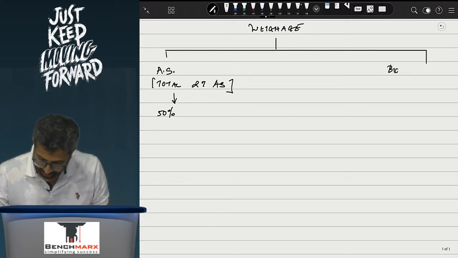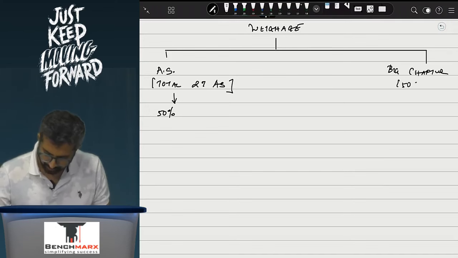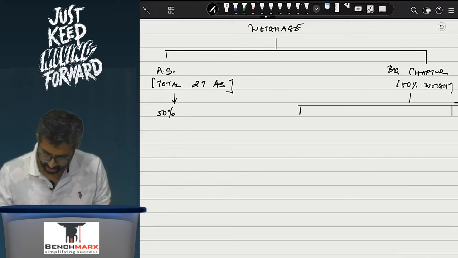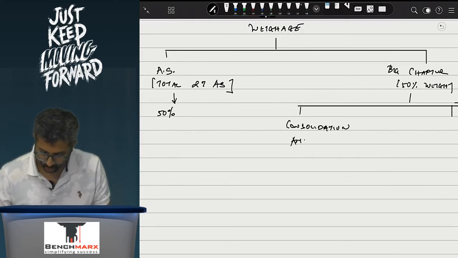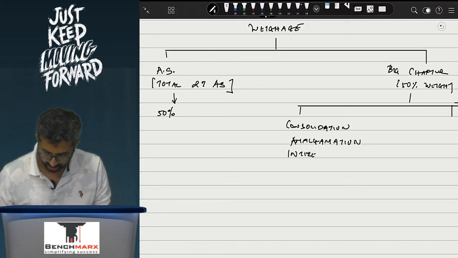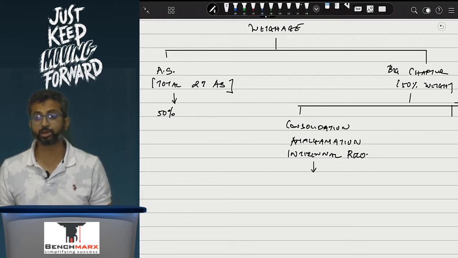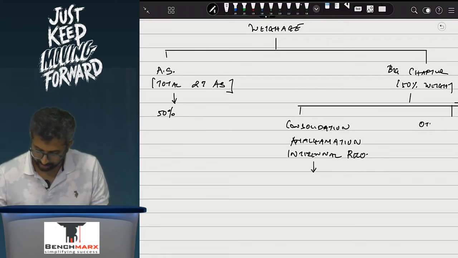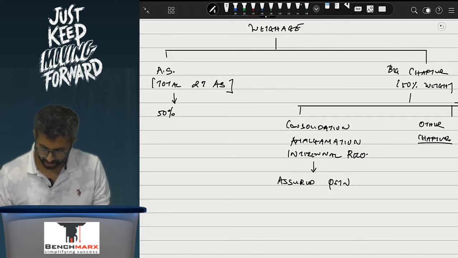And then from the big chapters, almost certainly you will have, let's say, a 50% weightage, out of which you will definitely get a big question on consolidation. You will definitely get a big question on amalgamation, and most likely even internal reconstruction. You will probably get this for around 35 to 40 marks as a descriptive section. So this is assured weightage, assured question, it will come in your exam.